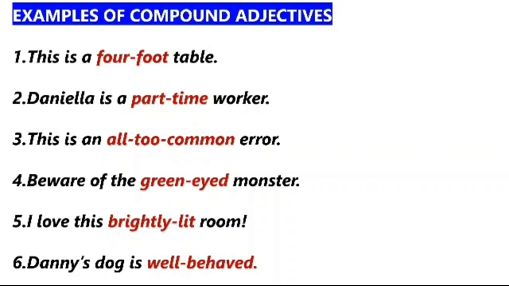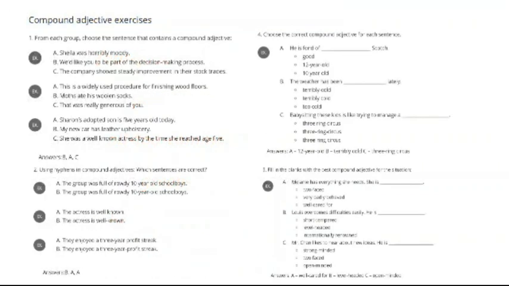Now let's discuss some of the exercises that I have inserted. The first one is: from each group, choose the sentence that contains a compound adjective. So the answers are B, A, A. B is: we would like to be a part of the decision-making process. Second, A: this is a widely used procedure for finishing wood floors. Third, C: she was a well-known actress by the time she reached age 5.